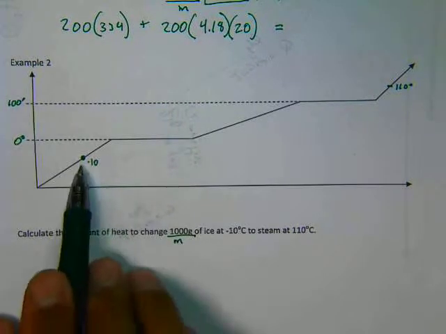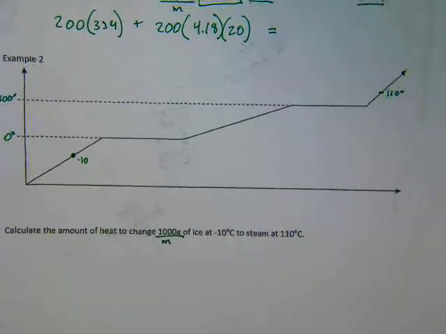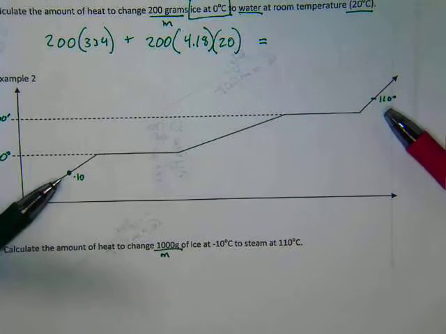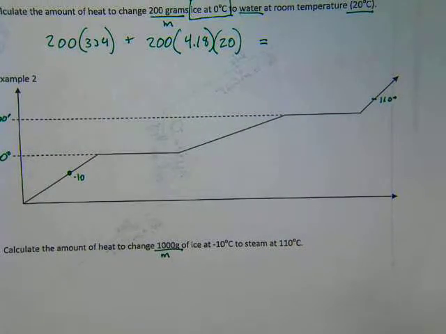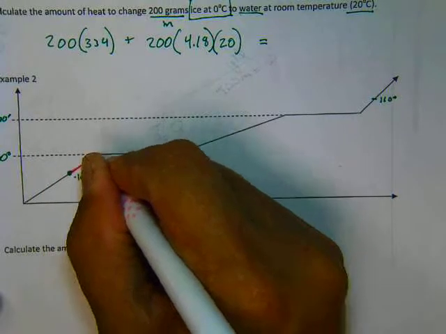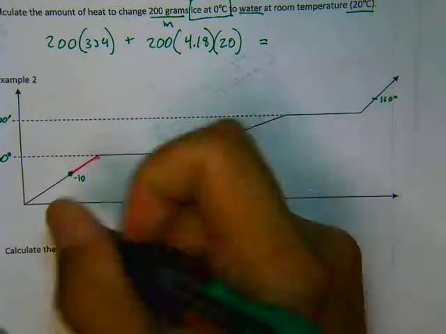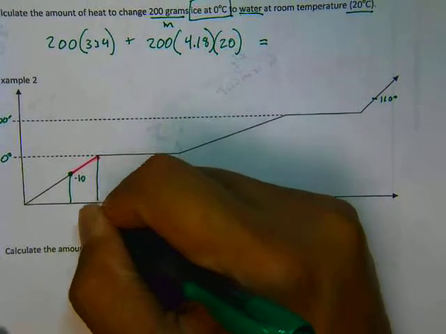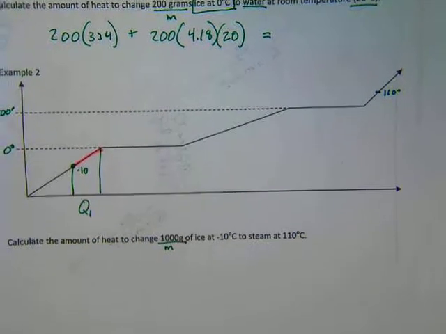All right, we're going to start at -10. We're going to go to 110. So we see our start and our finish. The first step we're going to go up, right? So we're going from here to here. This is our Q1.